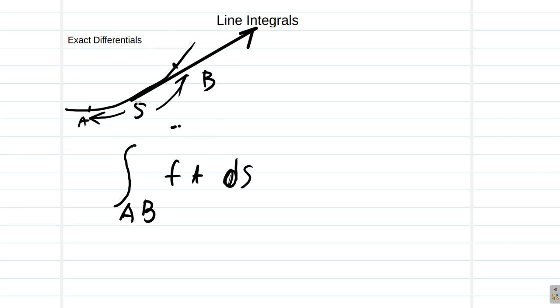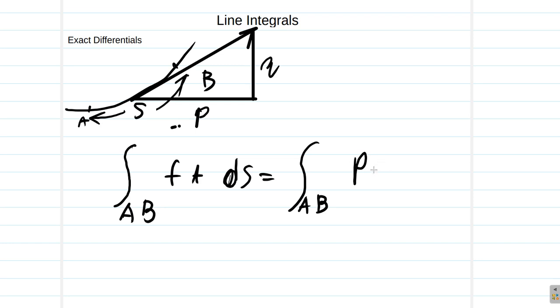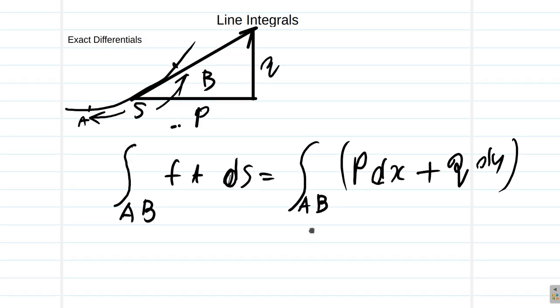But you can break the tangent into horizontal and vertical components, right? If you call the horizontal component P and the vertical component Q, then what you have is the integral from A to B of P, the horizontal component, times the change in distance along the horizontal dx, plus the vertical component times the change in distance along the vertical, which is dy. So P dx plus Q dy.